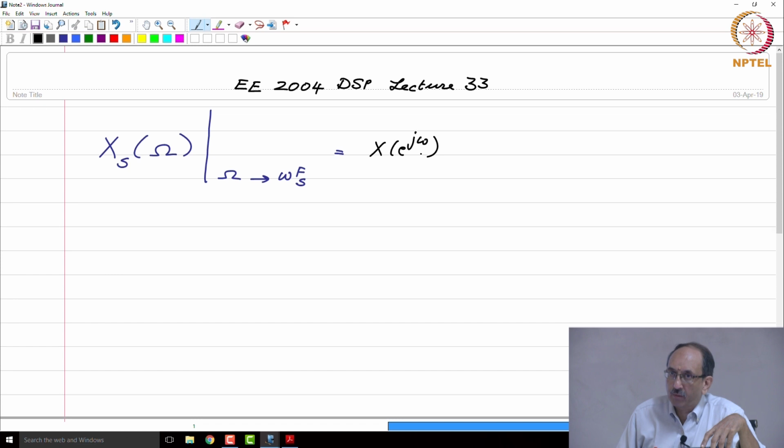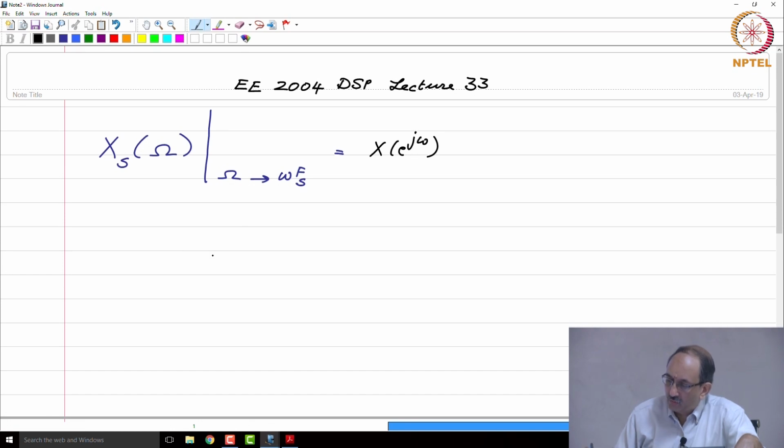The samples are taken cap T apart, but when you plot it as a sequence, you plot them as a sequence of numbers with the independent axis being n, 0, plus or minus 1, plus or minus 2 and so on. And that sequence of numbers has a DTFT X of e to the j omega, which is 2 pi periodic, and that spectrum is intimately associated with the impulse train sampled signal's CTFT, which is omega s periodic, by a scale factor of fs, which is the compression of the frequency axis. Compression if fs is greater than 1 and expansion if fs is less than 1. And this is all consistent.